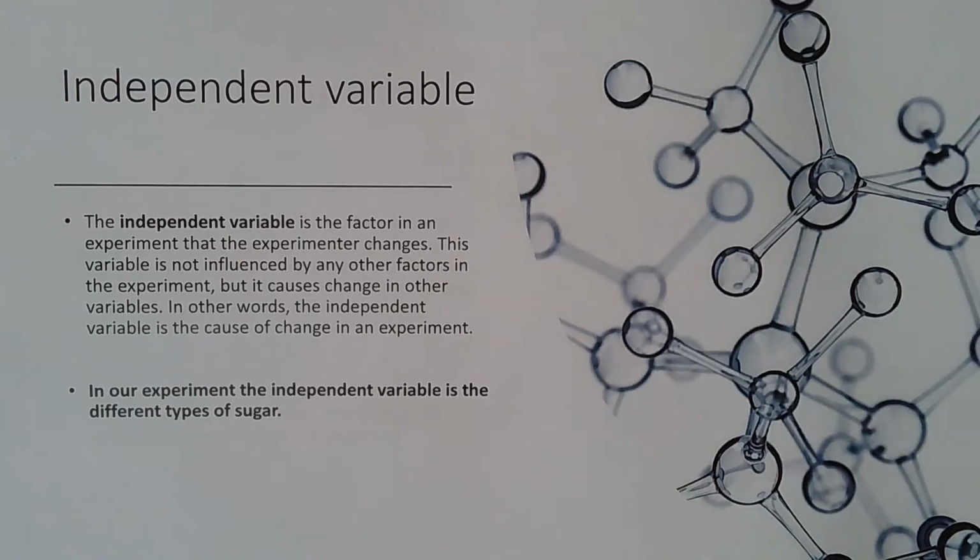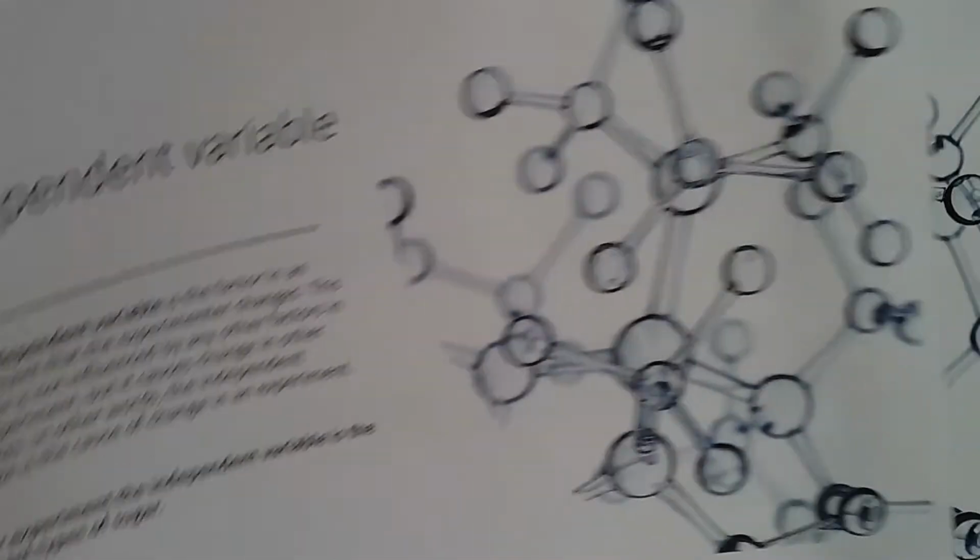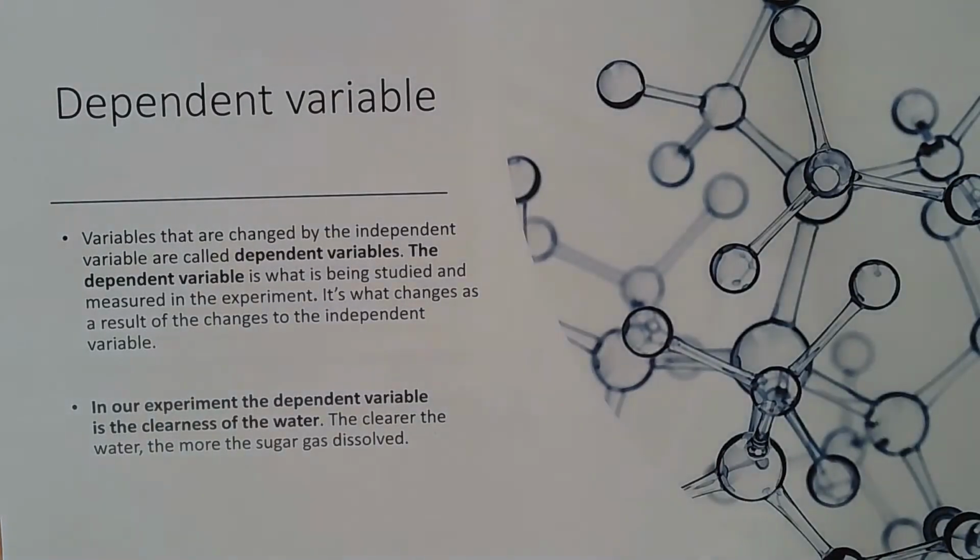Now that sounds quite complex, however we can simplify it by explaining what the independent variable will be in our experiment. So in our experiment, the independent variable is the different types of sugar. That is what will change or cause change in the experiment. The different types of sugar will cause the change in the time it takes to dissolve. So what is our independent variable? Yes, the different types of sugar. Very good.